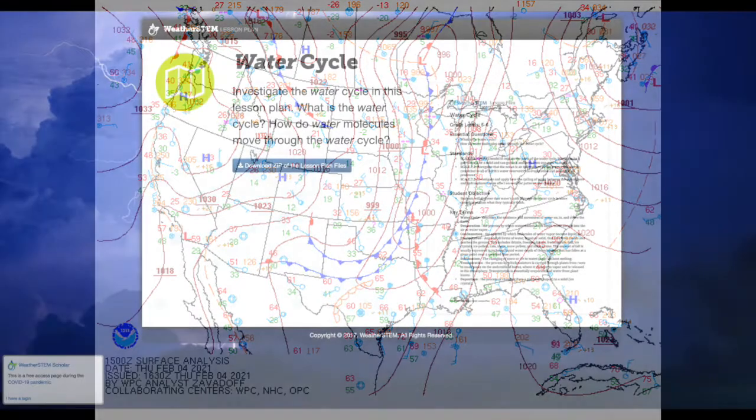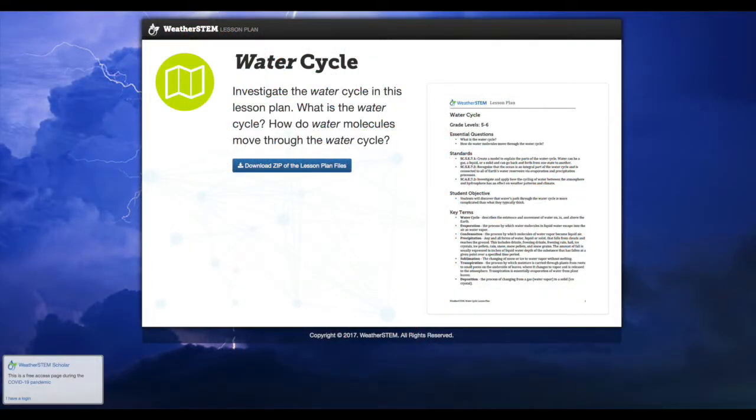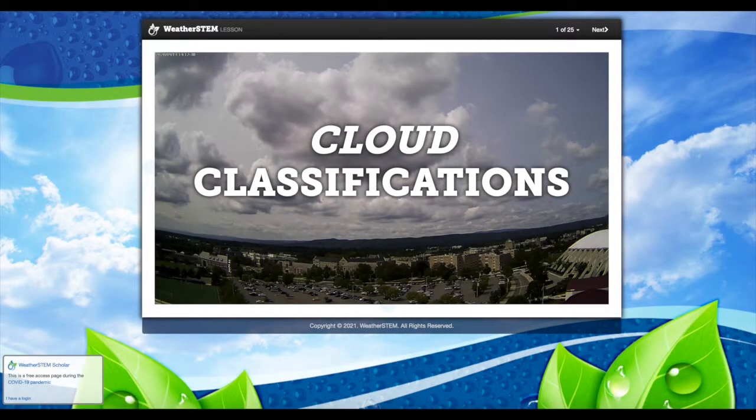Additionally, the WeatherSTEM lesson plan on the water cycle and the lesson on cloud classifications can be used to review topics before starting concepts within the standard.